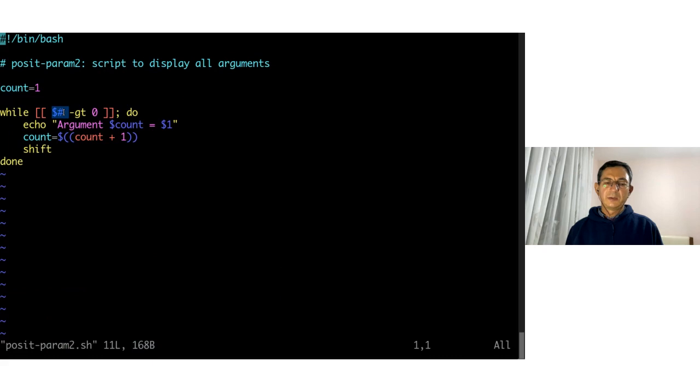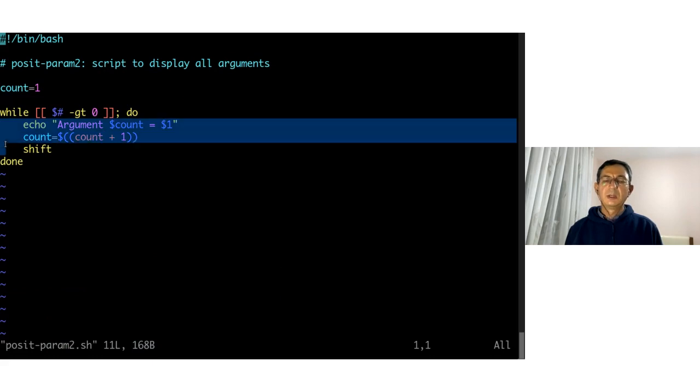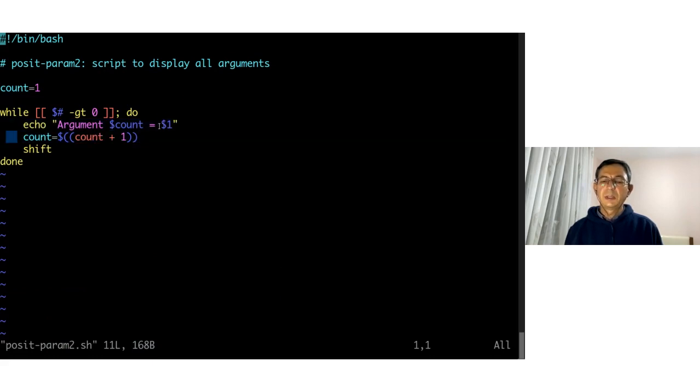It is checking the number of arguments here again. If it is still greater than 0, the cycle will be repeated once more. And then it will still print the first argument, but this is the first argument after shifting. So actually, the second time, it is the second original argument, and so on.